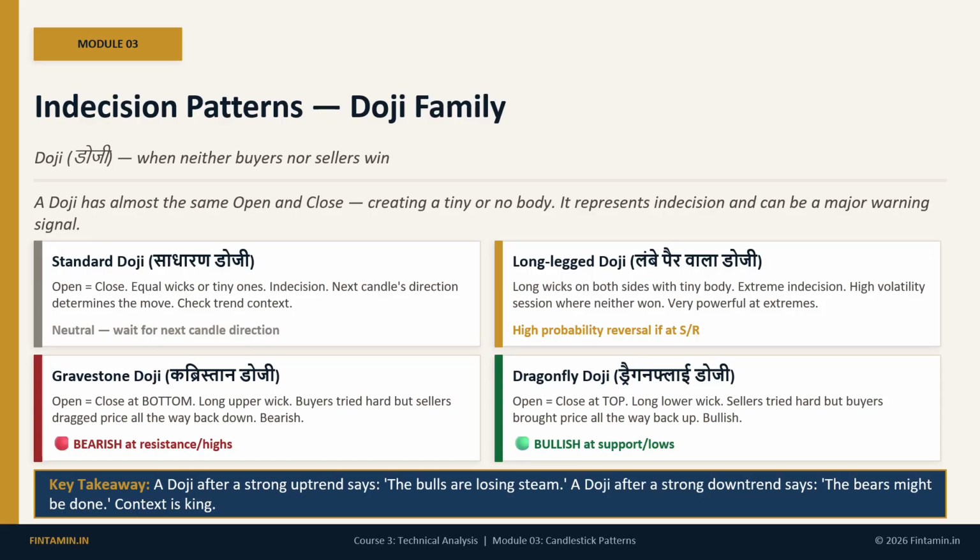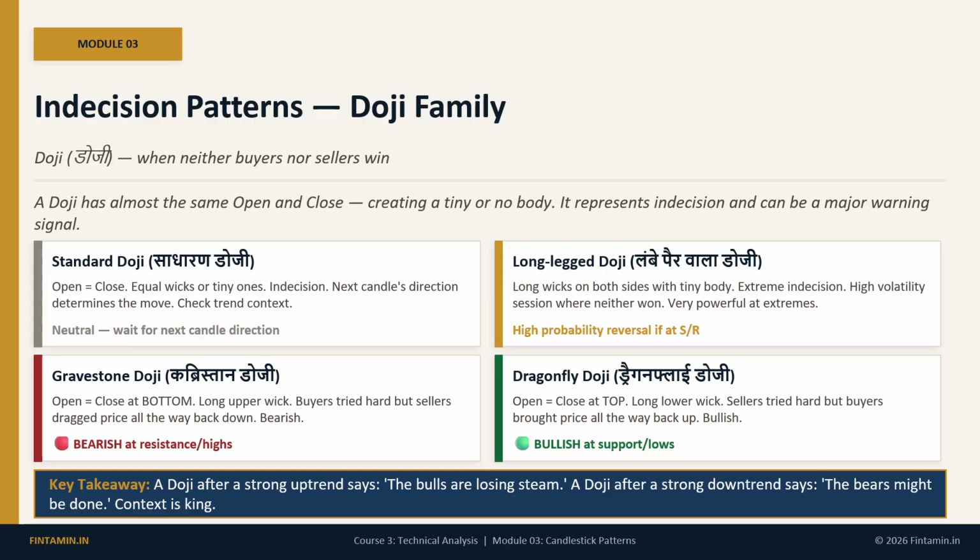Gravestone doji. Open and close at the bottom with a long upper wick. Buyers tried to push up all session. Sellers dragged price all the way back to the open. Bearish at highs.